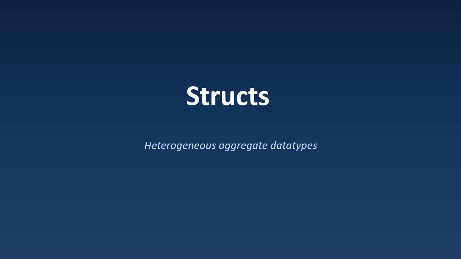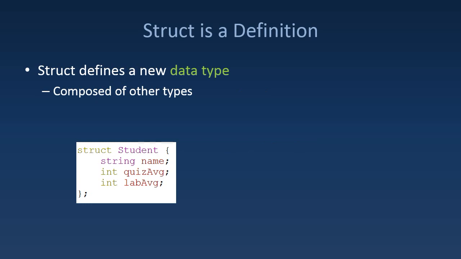So the first important thing to realize when you're dealing with structs is that a struct is just a definition of a data type. It doesn't actually store anything itself, it just defines a new type of information. Struct student says, hey, there's going to be this new type of information called a student, and it's composed of a name, a quiz average, and a lab average, which are respectively a string, an int, and an int. So it's a way of building complex data types from more simple ones.